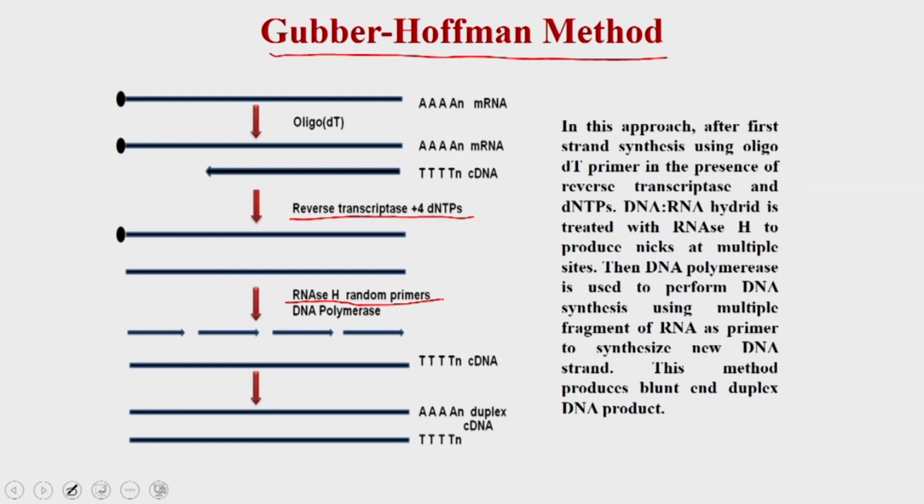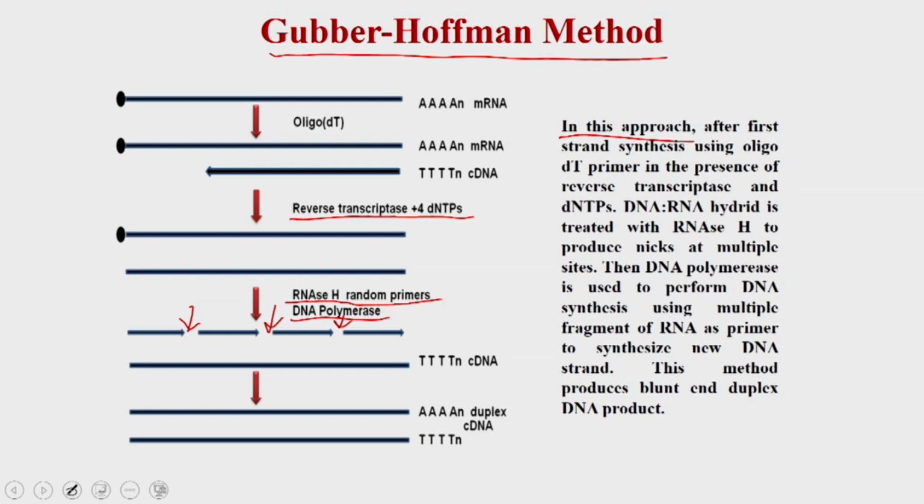So, what happens is the RNase H degrades the RNA in multiple places, and that is how it generates the primers, or the remaining RNA molecules behave like primers, and then you add the DNA polymerase. These RNA molecules work as the primer, and the DNA polymerase uses these RNA fragments to synthesize the second strand. So, that is what is written here.